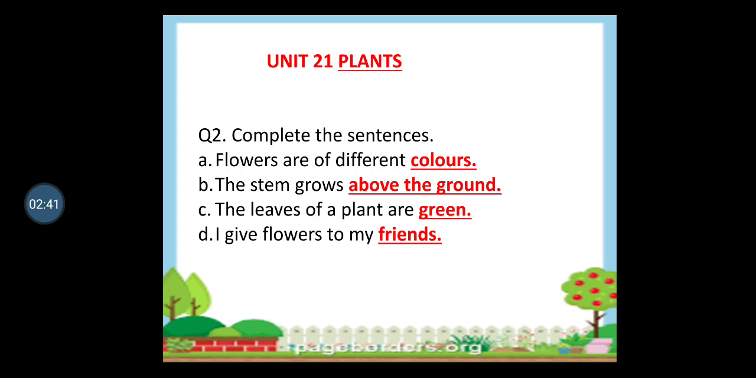B: The stem grows dash. The stem grows above the ground. A-B-O-V-E, above the ground. G-R-O-U-N-D, ground. The stem grows above the ground.